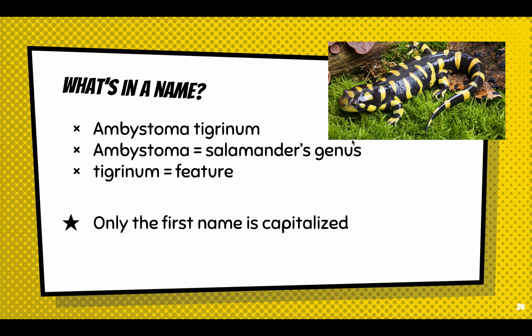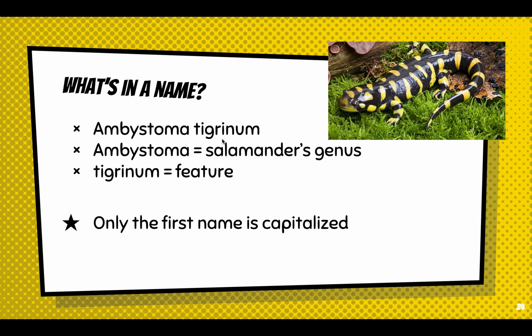So what's in a name? Well, look at this organism over here. I see these spots that kind of look like tiger stripes a little bit. And this is a salamander. So the scientific name, or binomial nomenclature name, is Ambystoma tigrinum. Ambystoma is the salamander's genus, so it's basically a name for salamander. Tigrinum is the feature. So it's got these tiger-like stripes. So it kind of looks like a tiger, right?